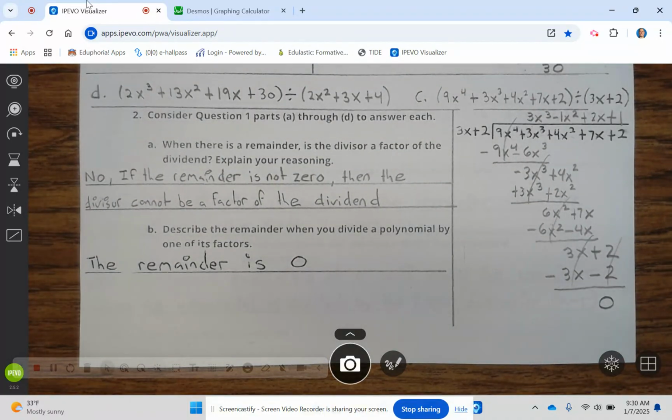All right, go ahead and finish up C. And then go ahead and complete D on your own.